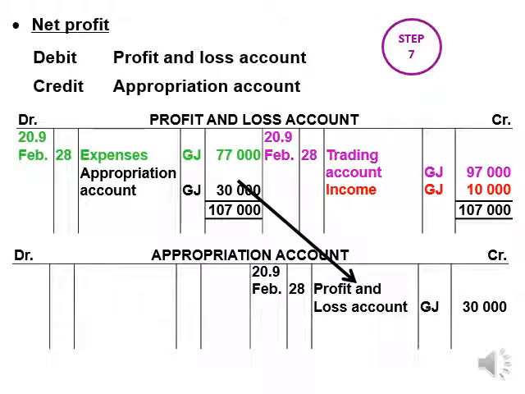So now we have transferred the net profit to the appropriation account, where we will now use that profit and share it between the partners. So the profit, the net profit, will always be on the credit side of the appropriation account.